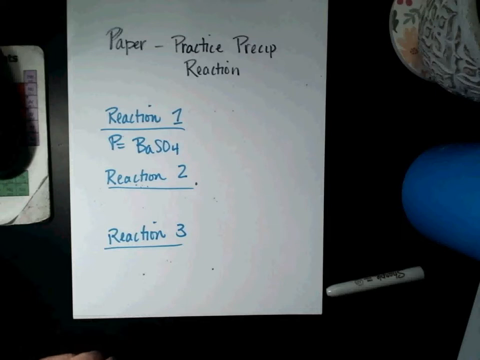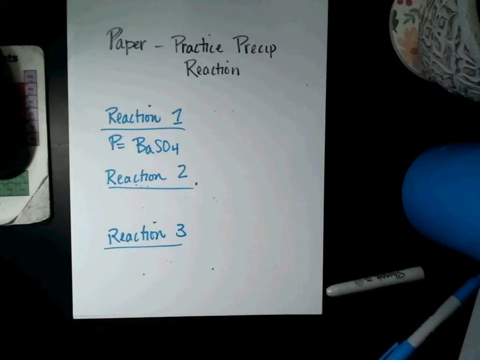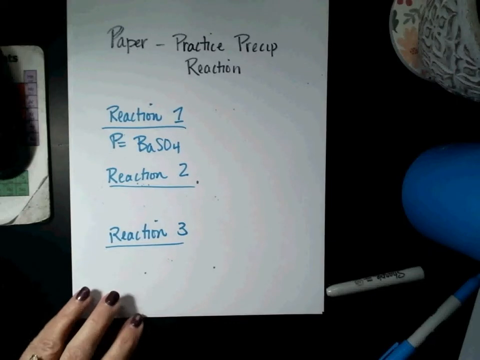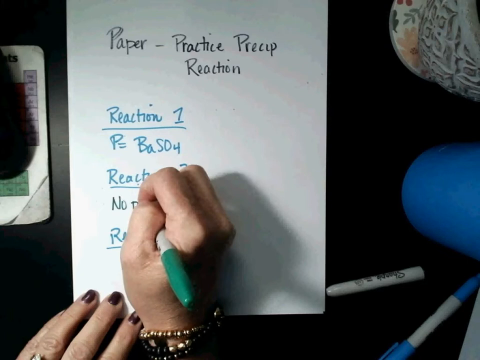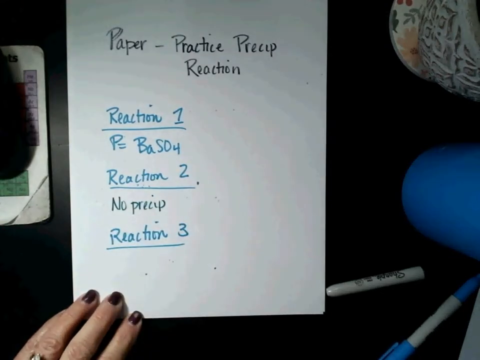All right, Carter, really loud, read me your reaction. Aqueous BaCO2 plus K2SO4 yields BaSO4 solid plus 2 KCl. Okay. You guys agree with him? All right. How about Lauren, what was the precipitate for reaction number 2? Okay, so no precip. You guys agree with her? Okay. What about here?